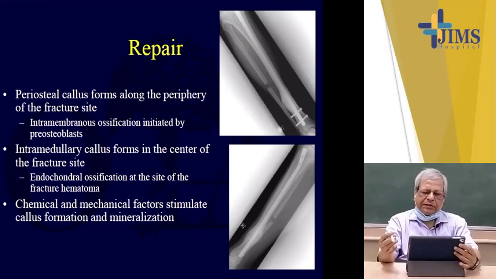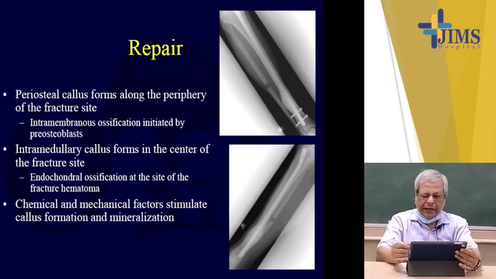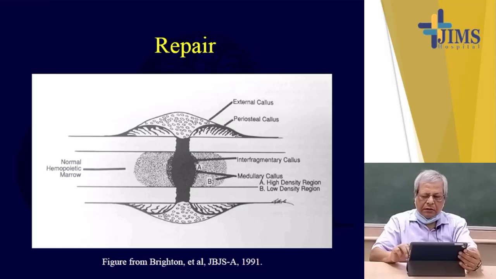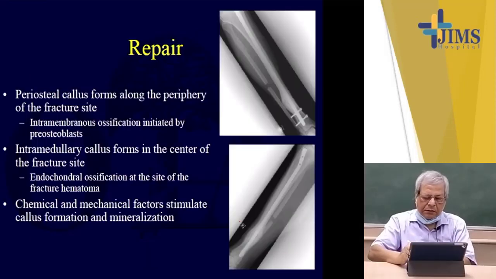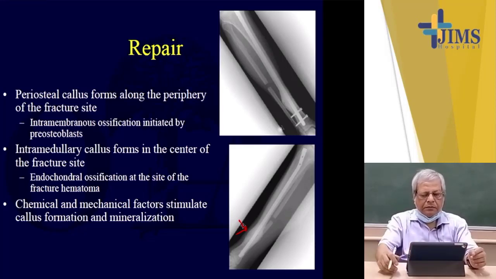So this is, as I was saying, a fracture of the tibia fixed internally by intramedullary nail plus interlocking screws. Periosteal callus forms along the periphery of the fracture site. This is the periosteal callus, the heap of bone. Intramedullary callus forms in the center of the fracture site, and chemical and mechanical factors stimulate callus formation and mineralization.